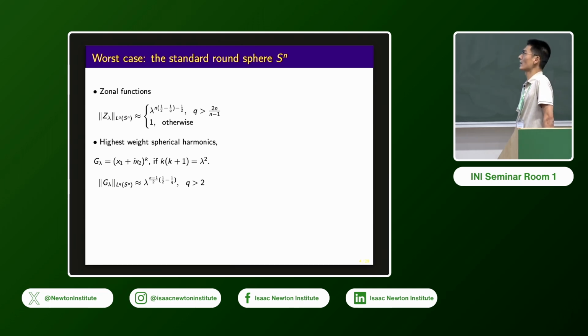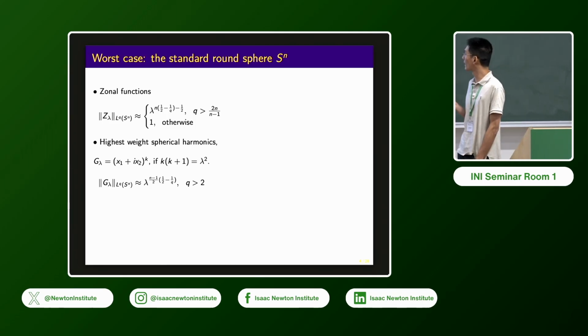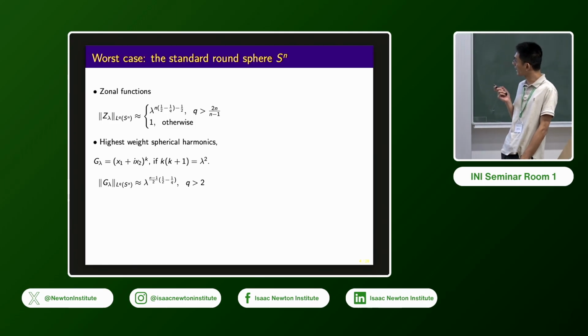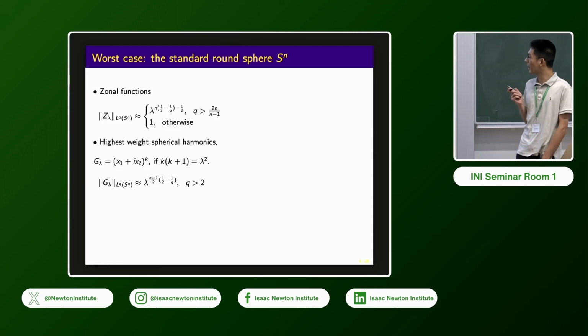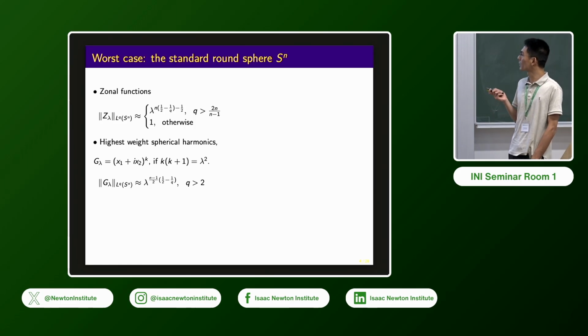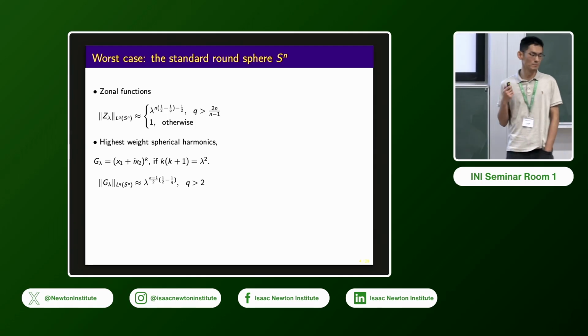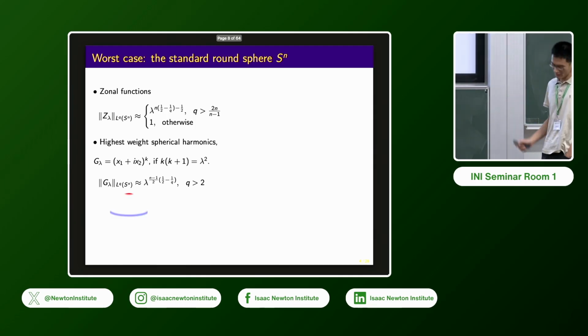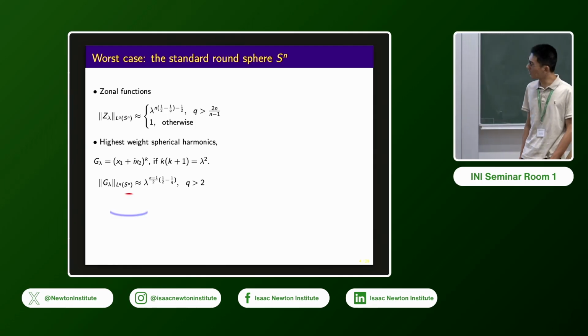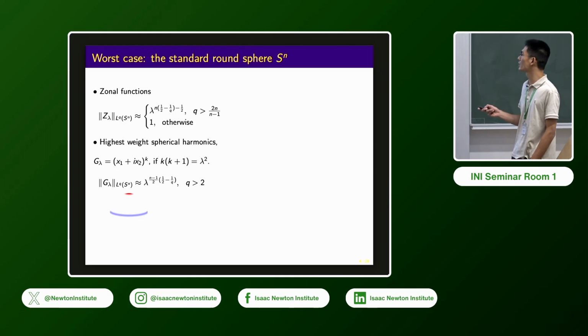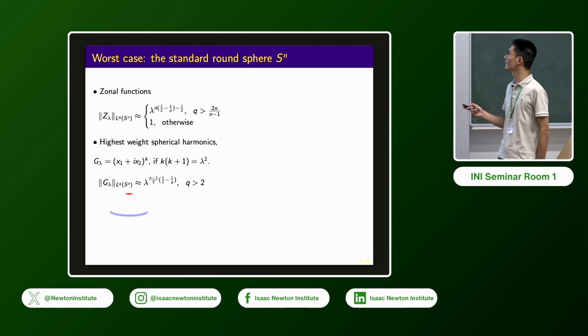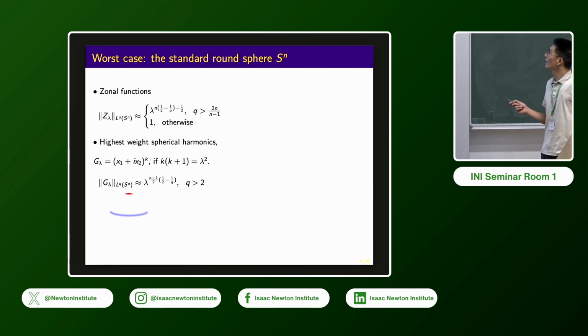That is (x1 plus i x2) to the power of k, and the highest-weight spherical harmonics have L^q norm approximately equal to lambda to the power (n minus 1)/2 times (1/2 minus 1/q), for any q bigger than 2. Here is a rough picture: zonal functions take large values near a point, and the highest-weight spherical harmonics take large values near geodesics.